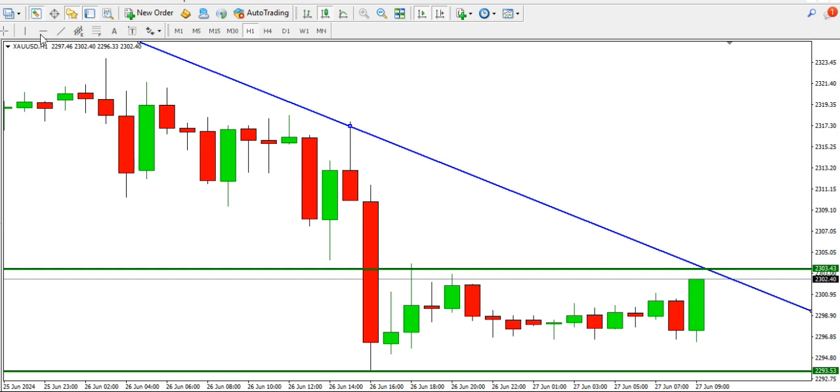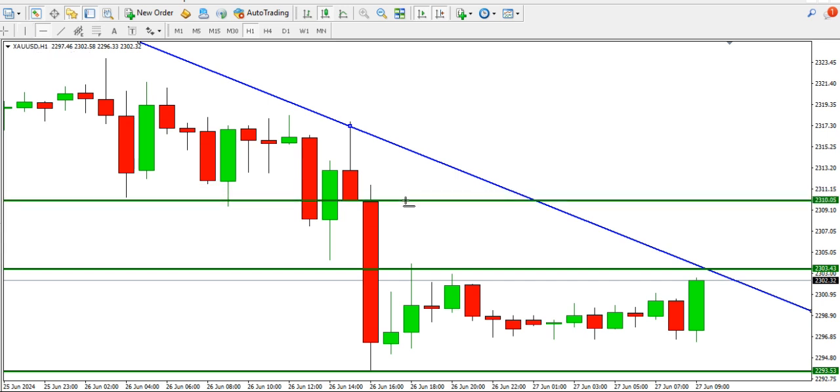Now, if price is going to go up on the 1-hour time frame, we have the range top first, which is at the 2303 level. Then we have this other block, the closest other block, which is at the 2310 level. Let's go to the 30 minutes time frame.